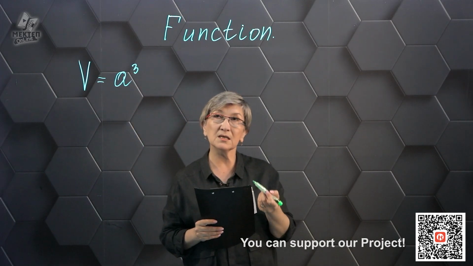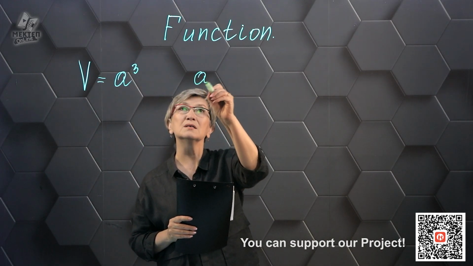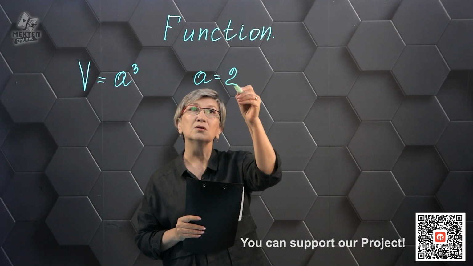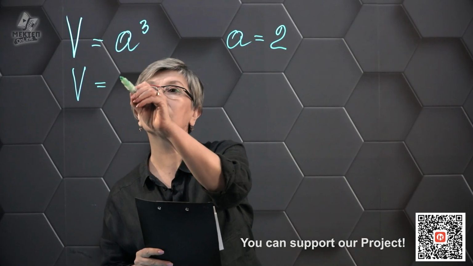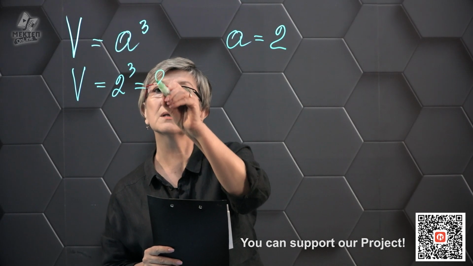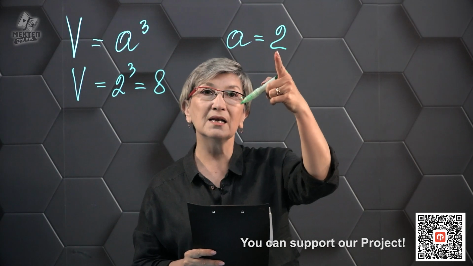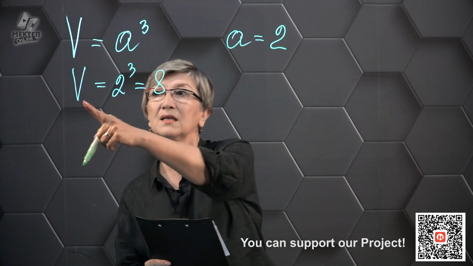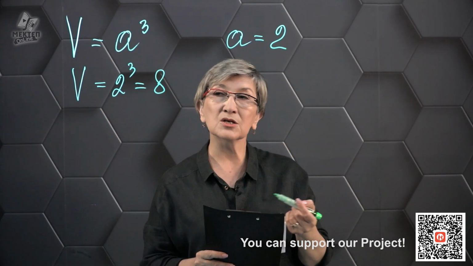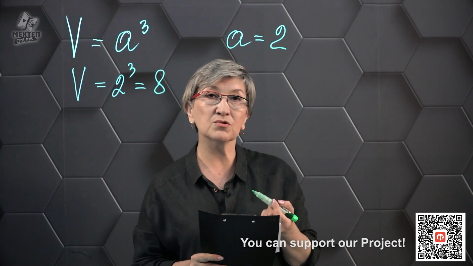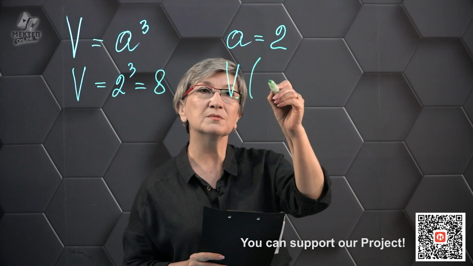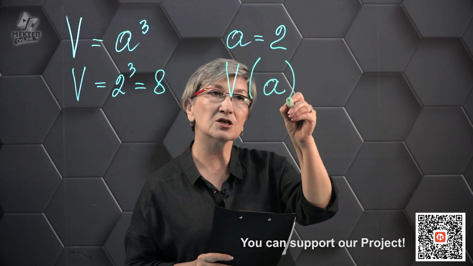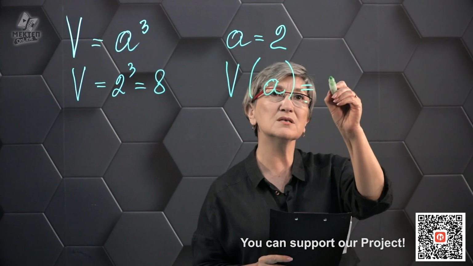If we need to find the volume of a cube if the side length is 2, then by substituting into our formula, we can write that V is 2 cubed, and that equals 8. Thus, if the side length of our cube changes, then the volume of the cube will change. So I can write this functional relationship in the following form. Our volume depends on the length of our side, and this dependence is expressed by the formula A cubed.